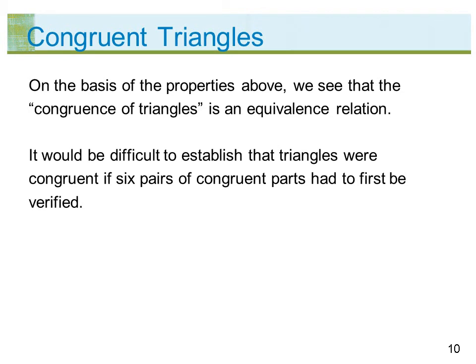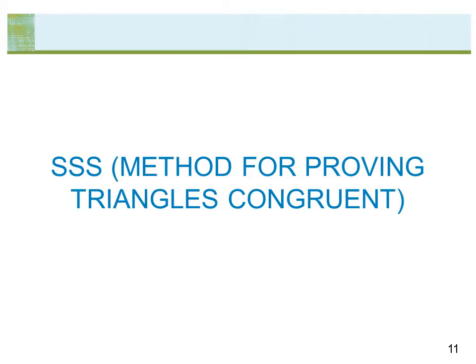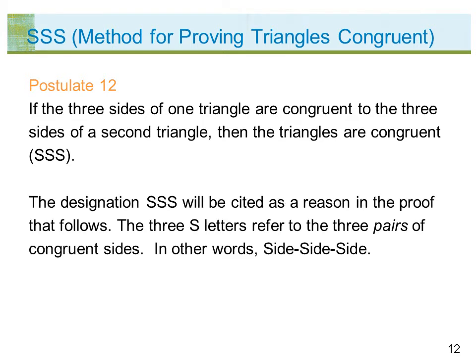It would be difficult to establish that triangles were congruent if 6 pairs of congruent parts had to first be verified. Fortunately, it is possible to prove triangles congruent by establishing fewer than 6 pairs of congruencies. Postulate 12. If the 3 sides of one triangle are congruent to the 3 sides of a second triangle, then the triangles are congruent. SSS. The designation SSS will be cited as a reason in the proof that follows. The three S letters refer to the three pairs of congruent sides. In other words, side, side, side.